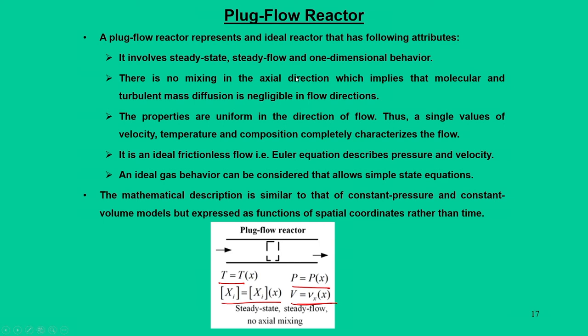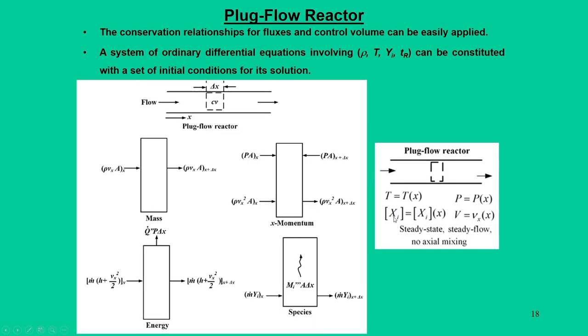There is no mixing in the axial direction, which implies that molecular and turbulent mass diffusion is negligible. The properties are uniform in the direction of the flow. Thus a single value of velocity, temperature and composition completely characterizes the flow. It is an ideal frictionless flow, so we can use Euler equations to describe pressure and velocity. One can assume ideal gas behavior, which allows the steady state equations. So, it is similar to the constant pressure or constant volume models, expressed in spatial coordinates rather than time coordinates.